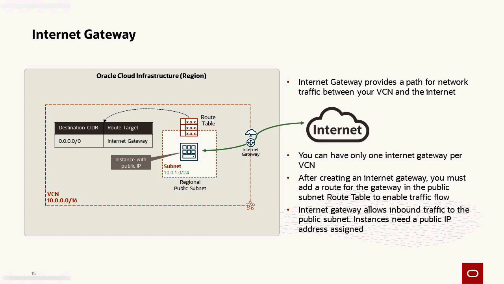There are some key points to consider. Resources that need to connect to the internet must be in a public subnet and have a public IP address. Each public subnet that needs to use the internet gateway must have a route table rule that specifies the internet gateway as the target. We need to specify security rules to control the types of traffic allowed in and out of resources in that subnet. A VCN can be attached to only one internet gateway at a time.